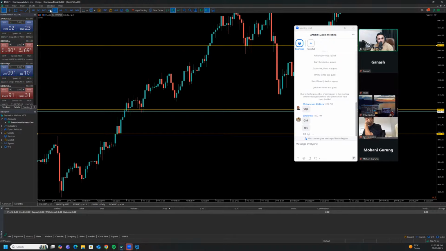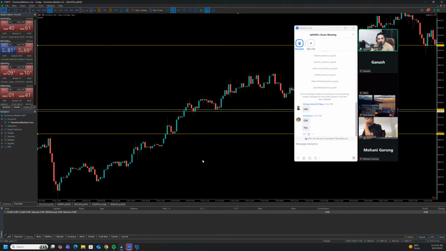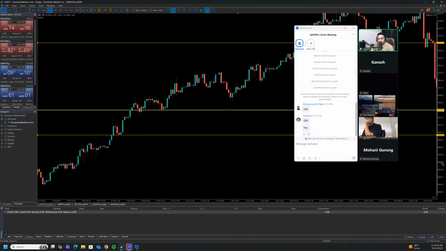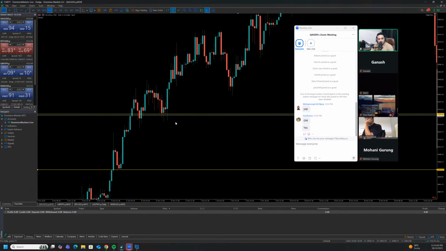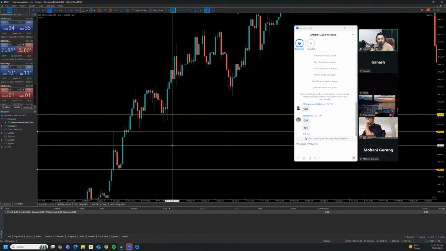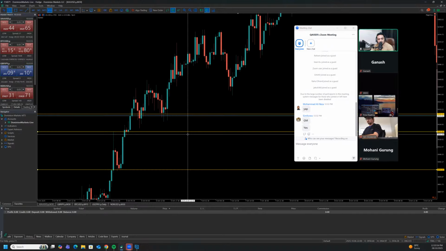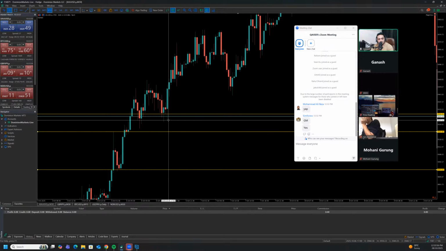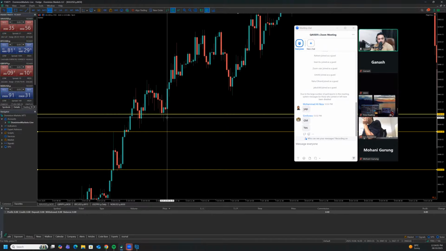Let's go from H1 to M30. On M30, you know what, these are the rejection, and I just need to worry about this support area, because below this support area there is no support I can see, and this area could be a rejection area on the left hand side. Look at this one, rejection, rejection, rejection.